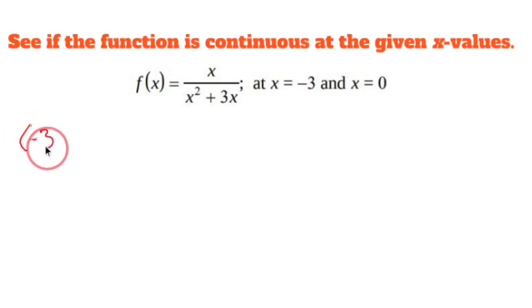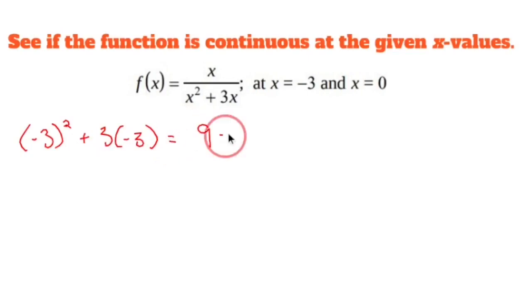I got -3 squared plus 3 times -3 again. -3 squared is 9. 3 times -3 is -9. That becomes 0. So at -3, it is not continuous. That's a big fat no. Let's try it again with 0.